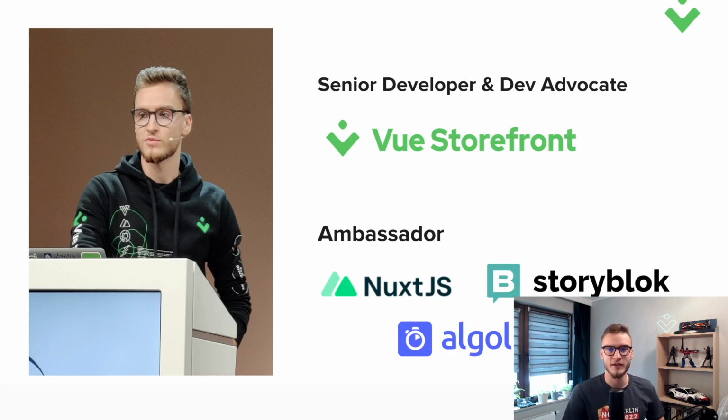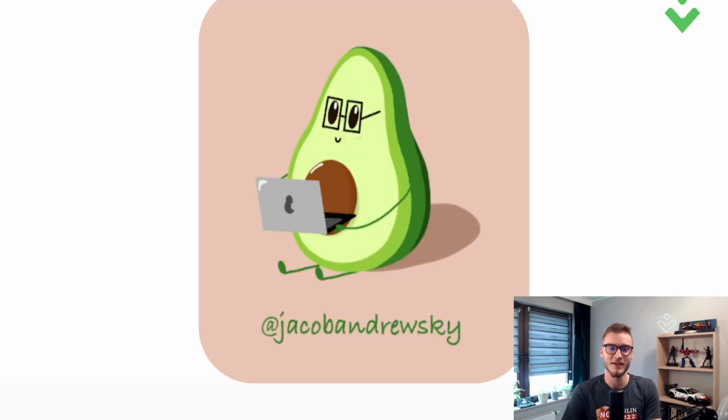I'm also an ambassador in Nuxt, Storyblok and Algolia, and I'm pretty certain you know why. In terms of the developer advocacy and the interesting story, my girlfriend created this emoticon, this image for me when I told her that I'm doing a role of the developer advocate, which sometimes developer advocates use the avocado emoji instead of the advocate in the job position. So she created this for me. So if you'd like to reach me on Twitter, this is my Twitter handle @JakubAndrowski.